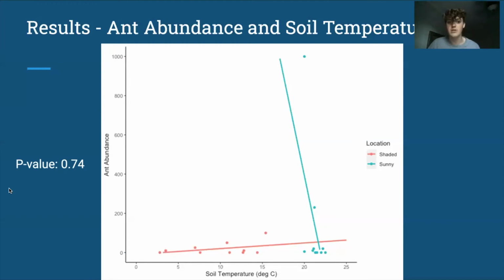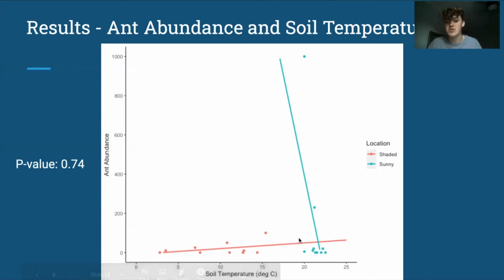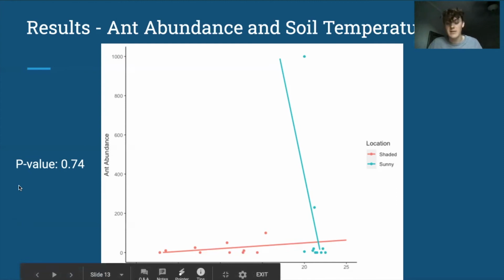Our fifth and final figure shows the relationship between ant abundance and soil temperature. In this figure, we found that the ant abundance had a drastic decrease in the sunny area as we approach a certain temperature. This could mean that the ants prefer a certain temperature in the sunny area. In the shaded area, we see that as soil temperature increases, so does ant abundance, meaning ants prefer a higher temperature in the shaded area. Our p-value here was 0.74, meaning the difference was not significant.